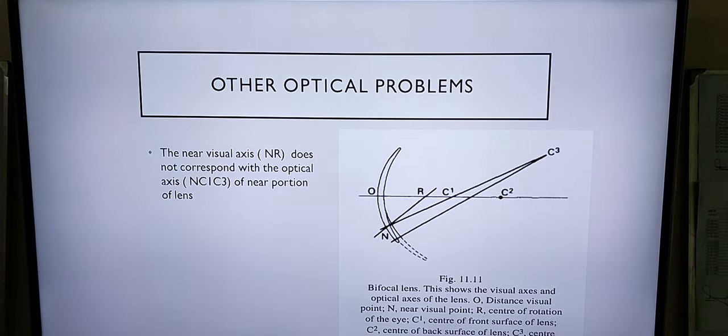What are the other optical problems? Another optical problem is that the near visual axis does not correspond with the optical axis of the near portion of the lens. As we can see in the figure, the visual axis and optical axis are not coinciding. O is the distance visual point, N is the near visual point, R is the center of rotation, C1 is the center of the front surface of the lens, and C2 is the center of the back surface of the lens. C3 is the center of the near segment back surface. The visual axis is NR and the optical axis is NC1, C3, and they do not coincide.